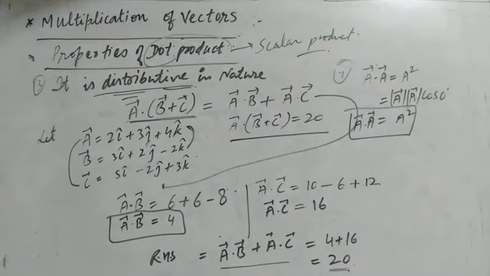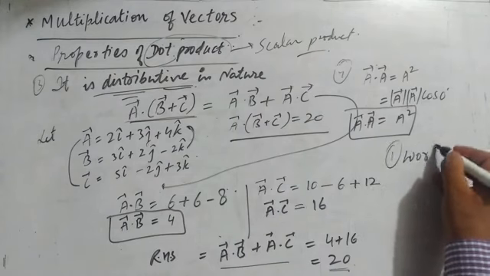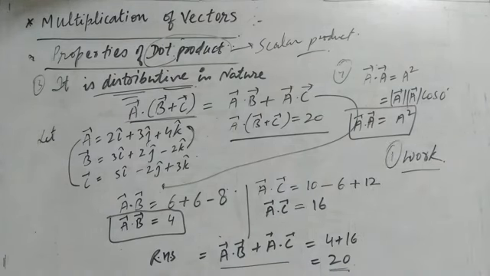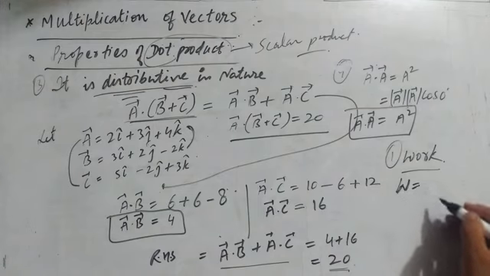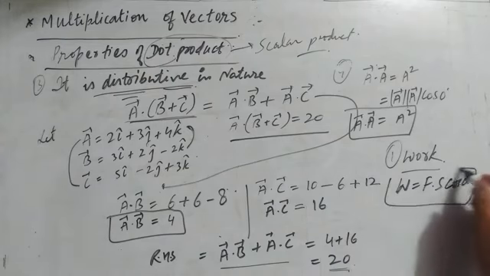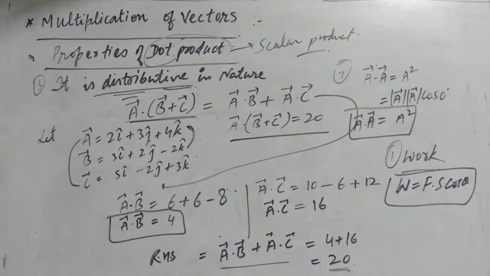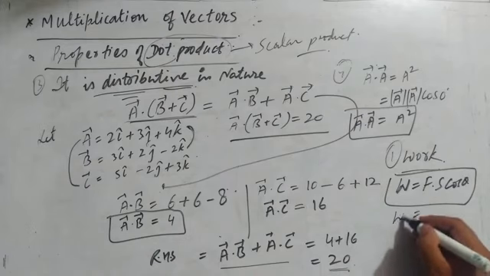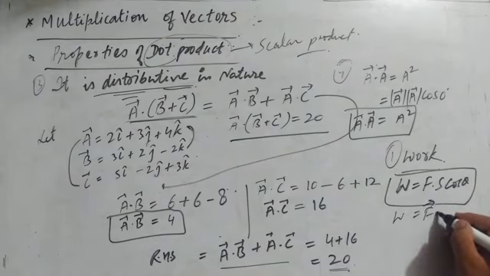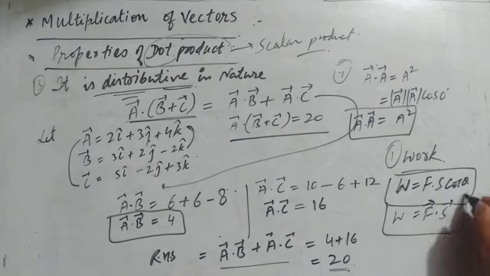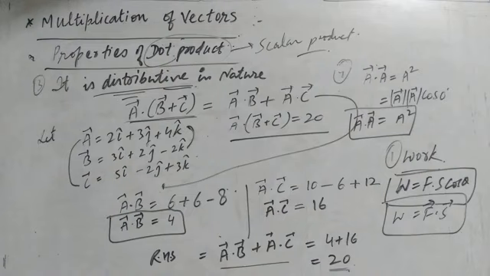So there are a few examples of dot product. First one is work. That is W equal to force into displacement into cos of the angle between them, F s cos theta, or work is equivalent to F vector dot S vector. We will study it later on. Similarly, we can discuss about power and other examples we can take.